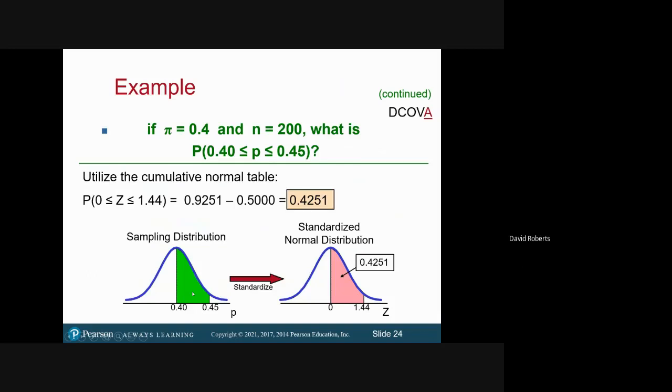So here's a nice demonstration in the bottom left-hand corner. The colored area shows you in numbers. In the shaded area on the right, it shows you 0.4251 is the area. So 42.51% of the area underneath the curve is between 0 standard deviations and 1.44. So there's a 42.51% chance that we're going to find the answer within that range, from 0.4 to 0.45.